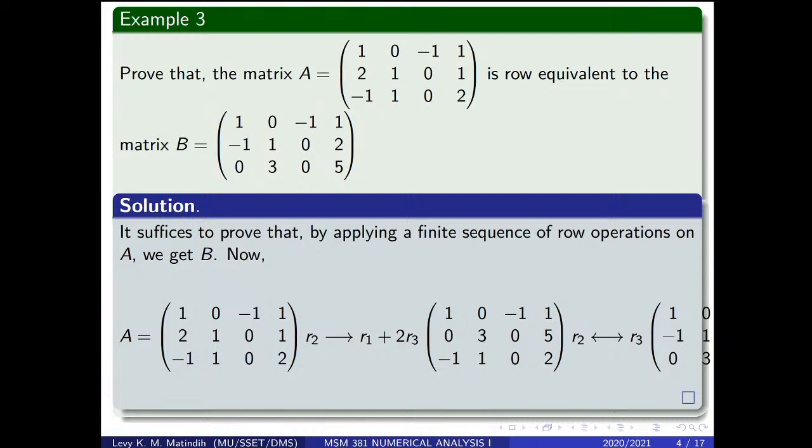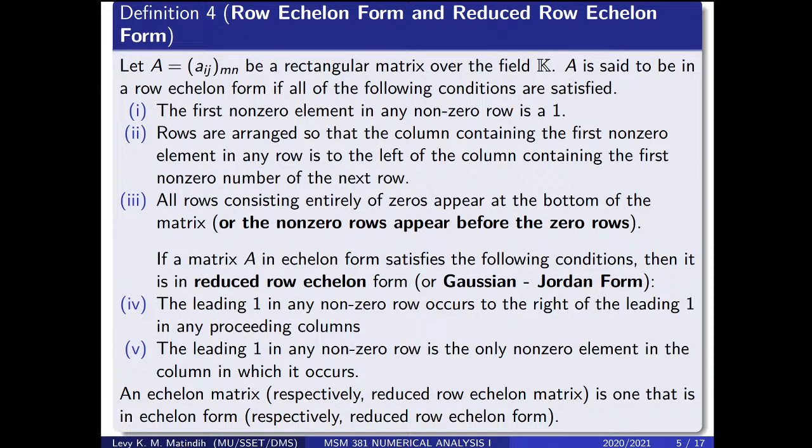So what we have done is apply elementary row operations on matrix A to come up with matrix B. In this scenario, we are saying matrix B and matrix A are row equivalent matrices, or matrix A is row equivalent to matrix B, or matrix B is row equivalent to matrix A. So this is about row equivalence between matrices. Okay, let's go to the next definition.